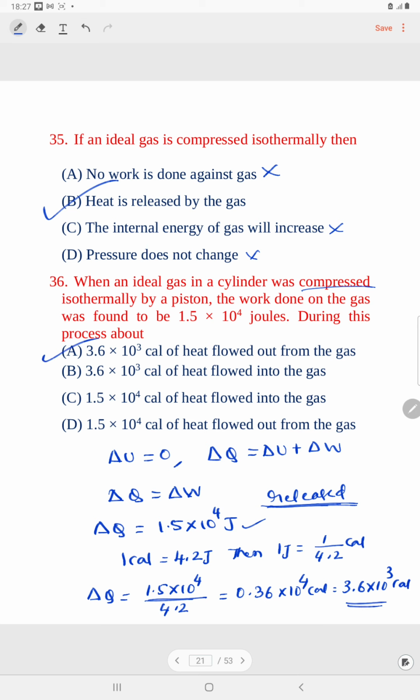So that amount of heat will be flowing out of the gas because it is a compression. If it is an expansion, it would be flowing into the gas. It's a compression. That's why the heat will be flowing out from the gas. That is option number A.